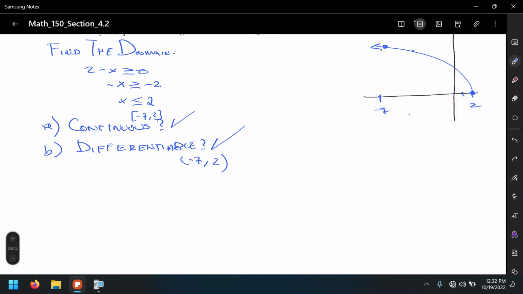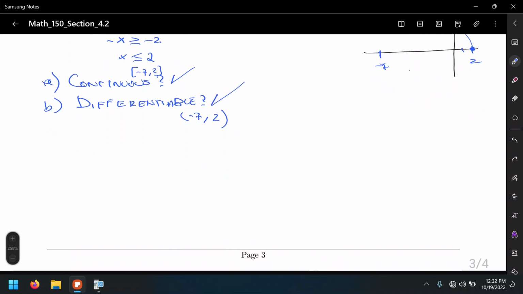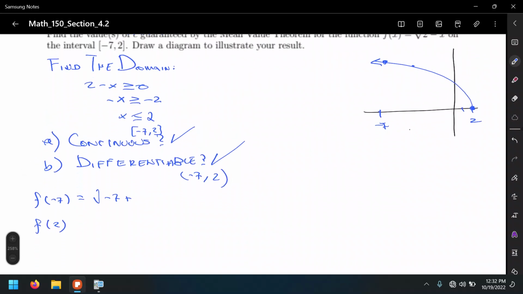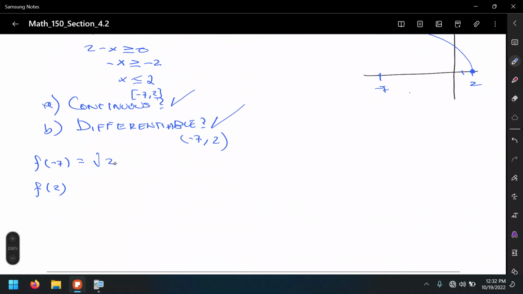All right. So let's do f of -7 and f of 2. That's going to be the square root of, oh no, that's 2 minus -7. That's the square root of 9, which is 3. And f of 2 is the square root of 2 minus 2, which is the square root of 0, which is 0.